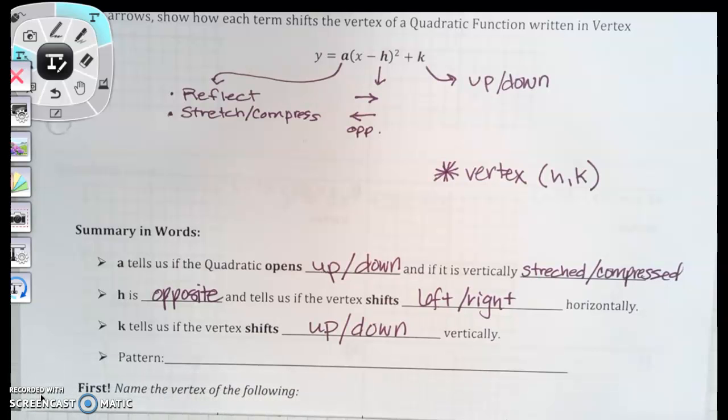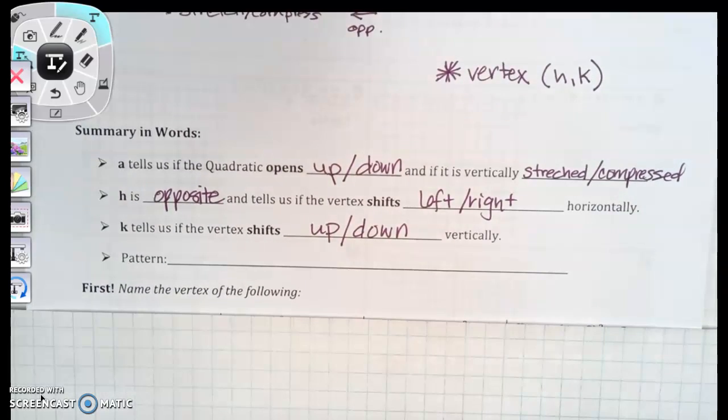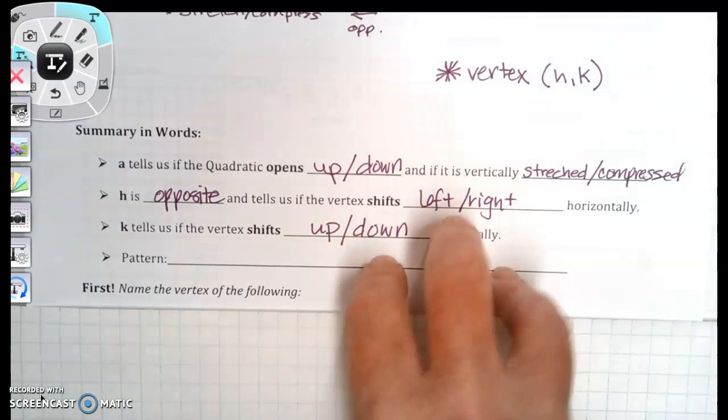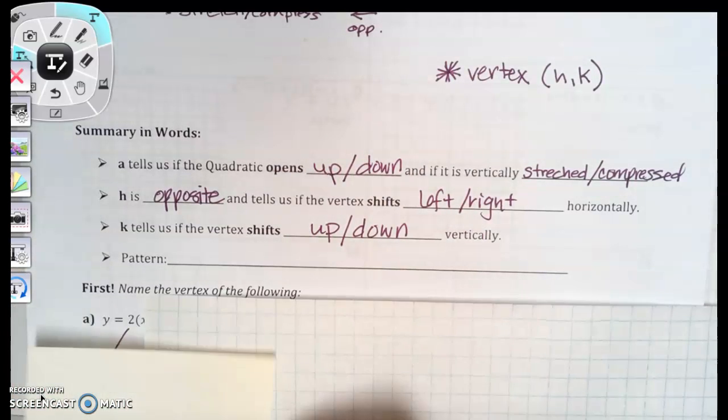Okay? So we're going to look at the 4 examples down at the bottom, and then on the next page, you're going to work in your group of 4, and you're going to look at the equations, see if you can figure out what the vertex is, if it opens up or down, if it's stretched or compressed, and then graph it.